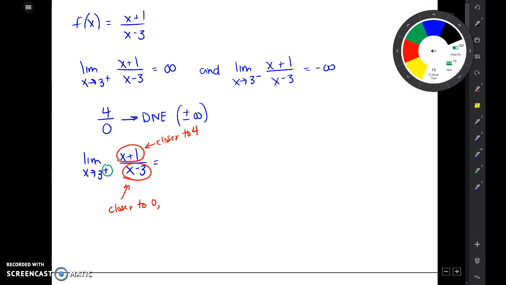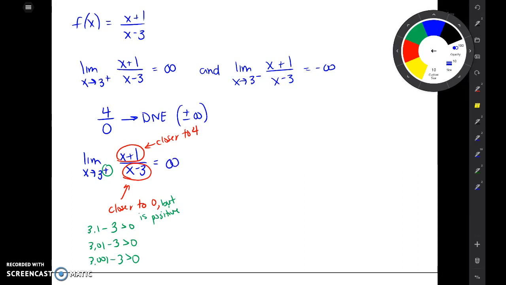So if I think about plugging in numbers that are just bigger than 3, for example, 3.1, 3.01, right? 3.1 minus 3, 3.01 minus 3, 3.001 minus 3. These are all positive numbers that are very small. So not only is the denominator getting closer to 0, but it's also positive. And we all know that when we take a positive number, positive being 4, a positive number divided by a positive number, we will get a positive number, which is why those values were tending towards positive infinity.